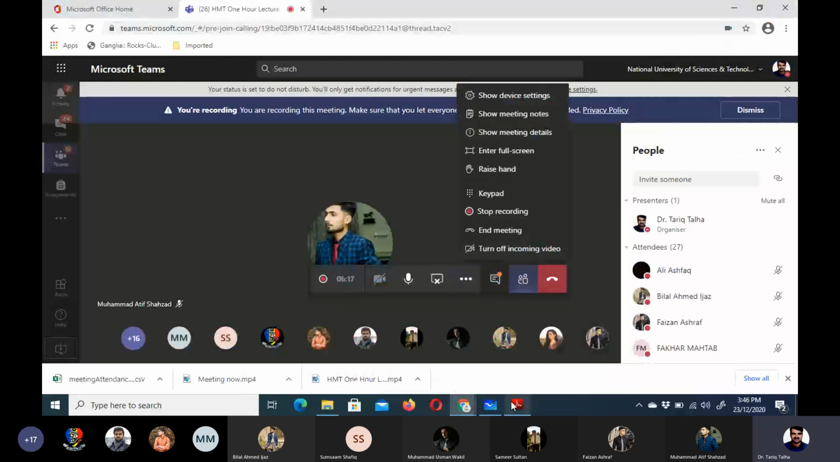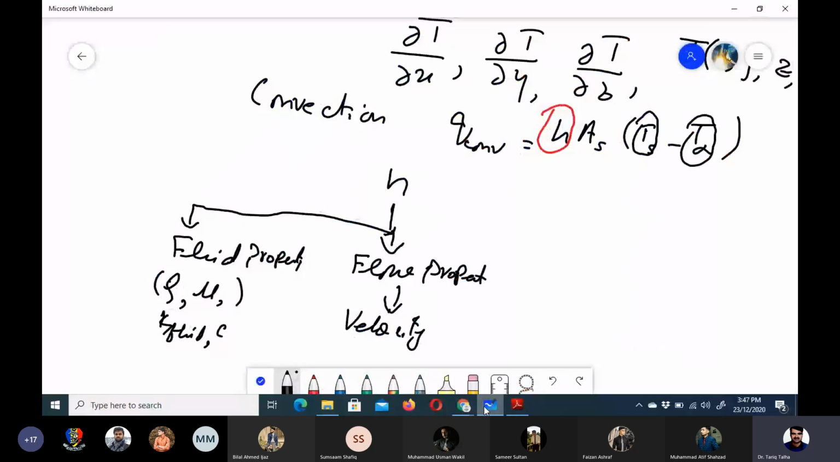So if the velocity is more, then the h value would be more. So it means that in order to get velocity, we need to know the solution of Navier-Stokes. NS is the Navier-Stokes equation, which you must be learning in fluid mechanics, and then after that we can solve the energy equation, which is inside ANSYS software, to get the temperature field, right? So from there we can find the h value.